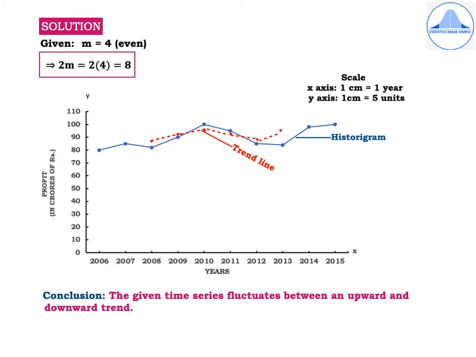Then at the top right hand side of the graph also write the scale, that is x-axis 1 centimeter is equal to 1 year and y-axis 1 centimeter is equal to 5 units. For any particular graph you can choose whatever scale you're comfortable with. Now you have to observe the trend line, or even if you observe the values in the last column of the table, you will get an idea as to whether the trend is increasing or whether it is decreasing. But for this particular problem, the conclusion will be the given time series fluctuates between an upward and downward trend.